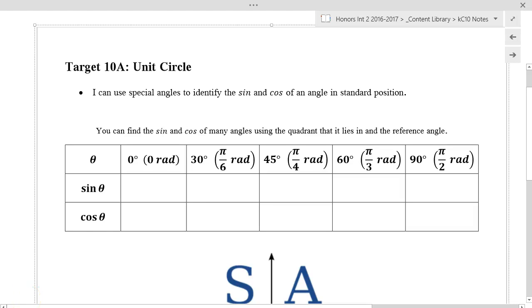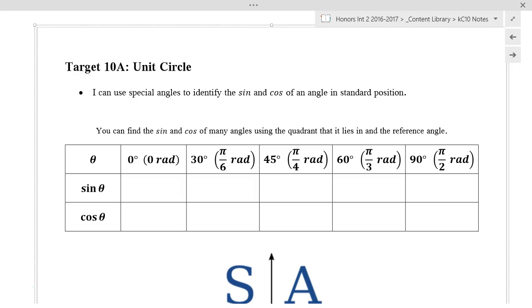Hey guys, welcome back. We're finishing up Target 10A today. And today we're really going to get into what we want to do with these angles that we've been drawing. We're going to use these angles to find the sine or the cosine of them when we don't have a right triangle.